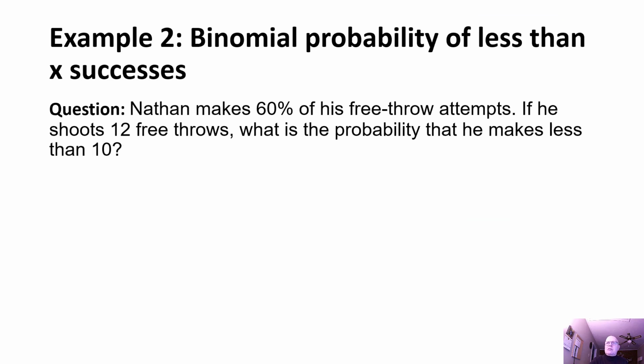Next, a little bit different. We've still got Nathan shooting 60%. He's going to shoot 12 free throws just as before. This time it's different. It says less than 10. Now here's the key. First of all, and this sounds trivial, but this will keep you from making mistakes.